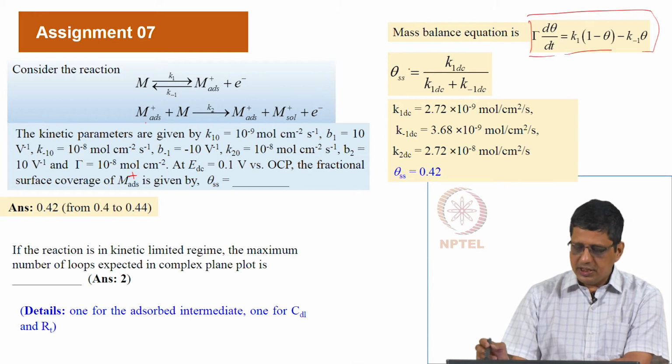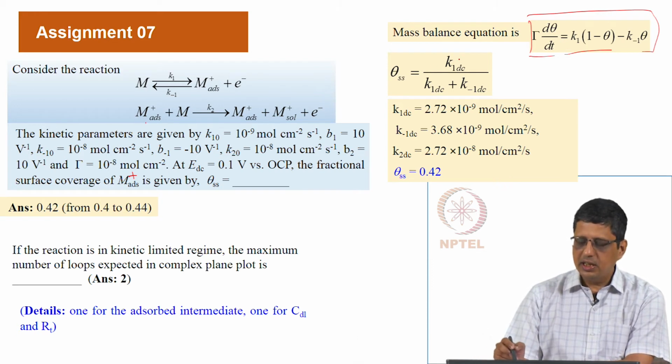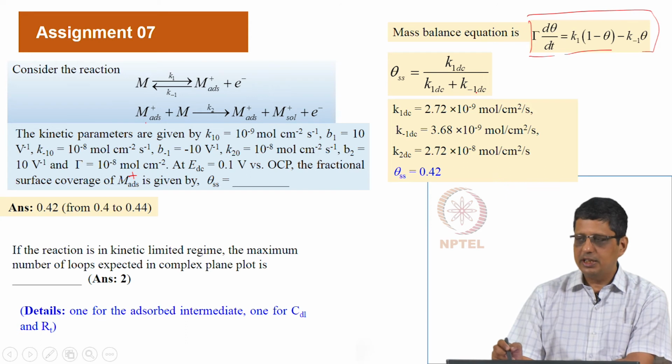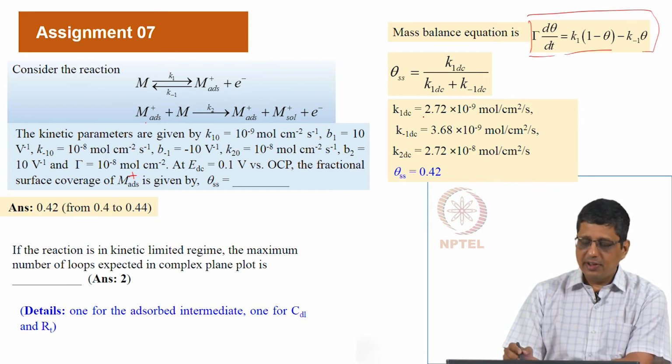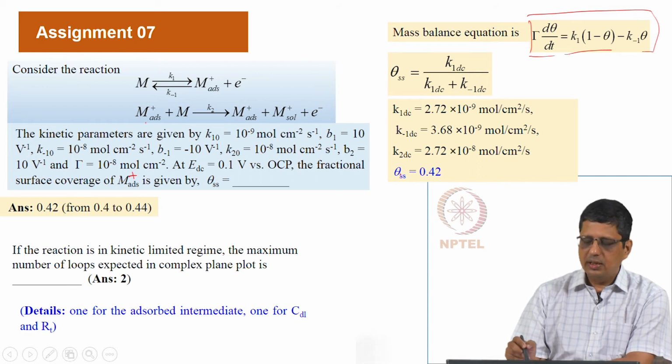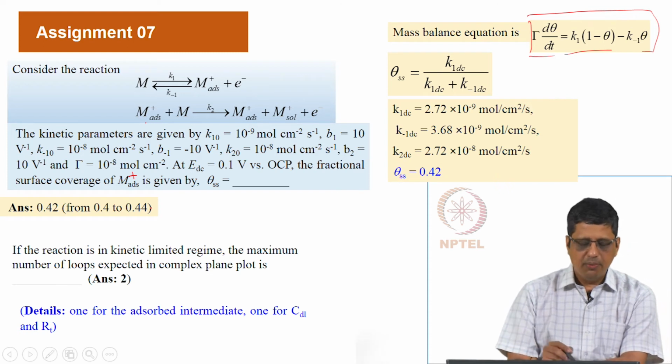We can rearrange this and show that theta SS can be written in terms of K1 DC and K minus 1 DC, and at that given potential we can evaluate the value of K1, K minus 1 and K2. We do not need the value of K2, and if you use this expression you can show that theta SS, that is fractional surface coverage under steady state condition, is going to be 0.42.